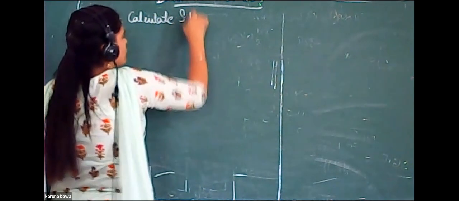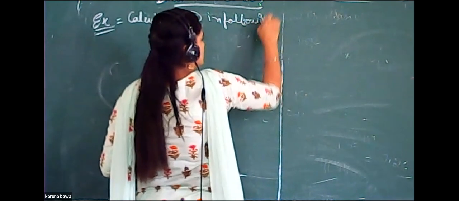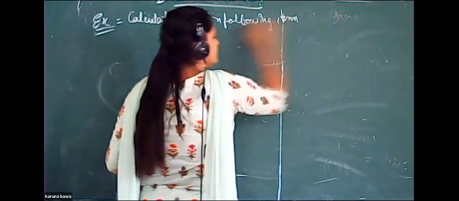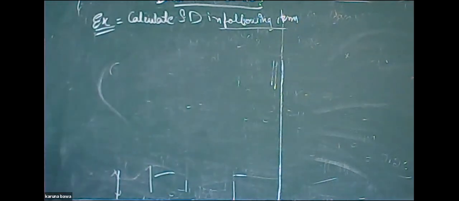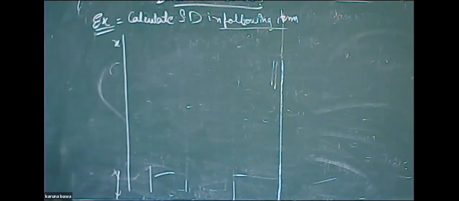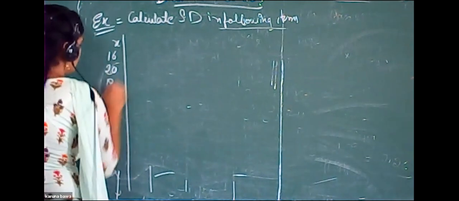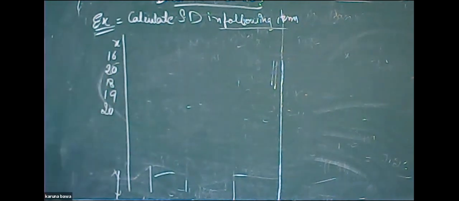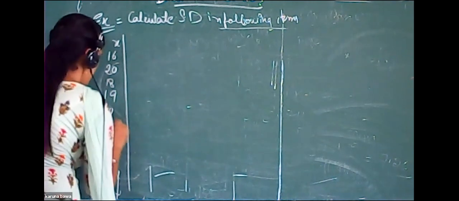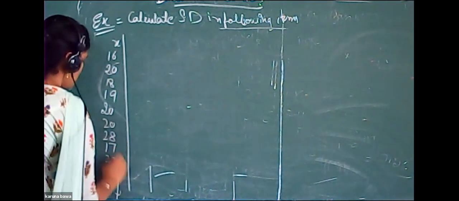Calculate the standard deviation of the following items. So first of all, the x series: 16, 20, 18, 19, 20, again 20, 28, 17, 22, and 24.